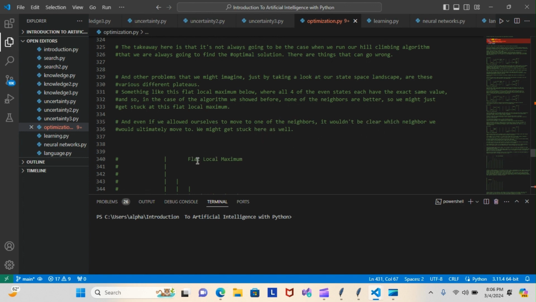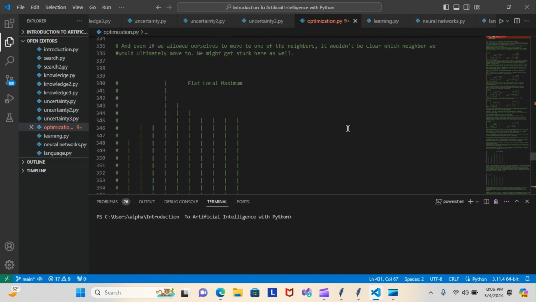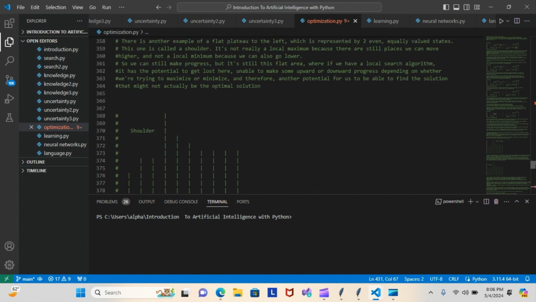Now this here is what we call a flat local maximum. Let me give you a better look at it. We're talking about these four states here. You see they're all exactly the same. So if we were at this state and tried to move either left or right, it wouldn't make a difference because it's the same exact value. We wouldn't change our state, so we probably would get stuck there. That's what we're saying.